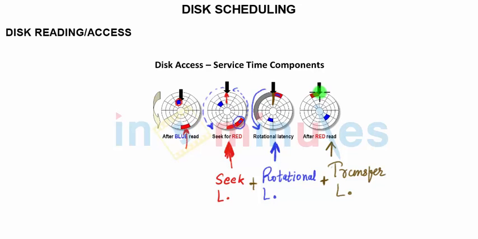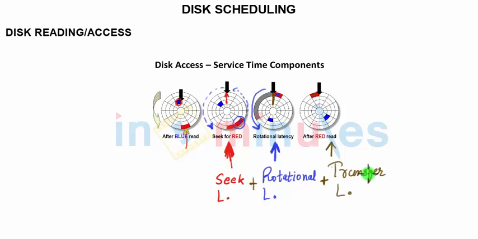So together, suppose we are supposed to read this red sector. What we would do is first get our head on the track where the particular sector is to be read, called the seek. After reaching the track, the next thing we do is rotate, that is rotational latency, and after getting it below the read-write head, start reading, that is the transfer latency.